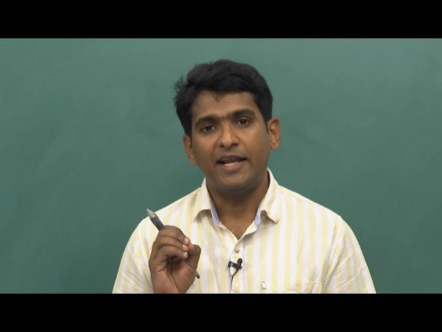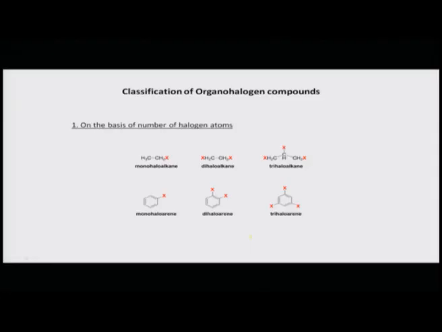Okay. So now the next thing that we can do is to have a look at very simple examples of this class of compounds, and then try to see how we can classify them, so that whenever we come across one of these compounds, we are able to identify them and put them into a particular class, and then understand them better. The most simple classification that we can have is on the basis of the number of halogen atoms.